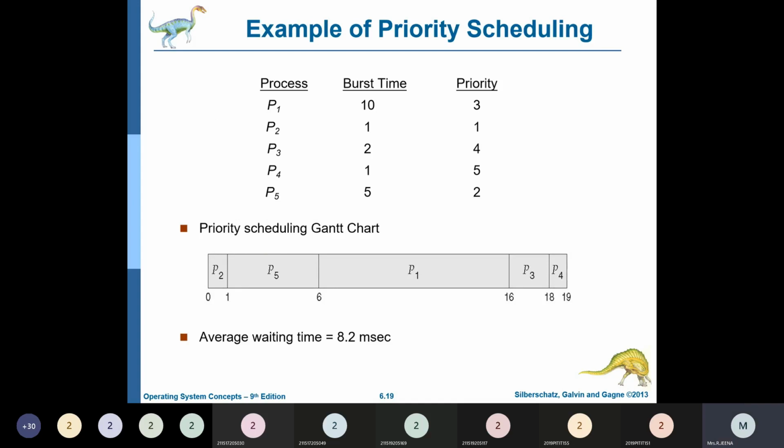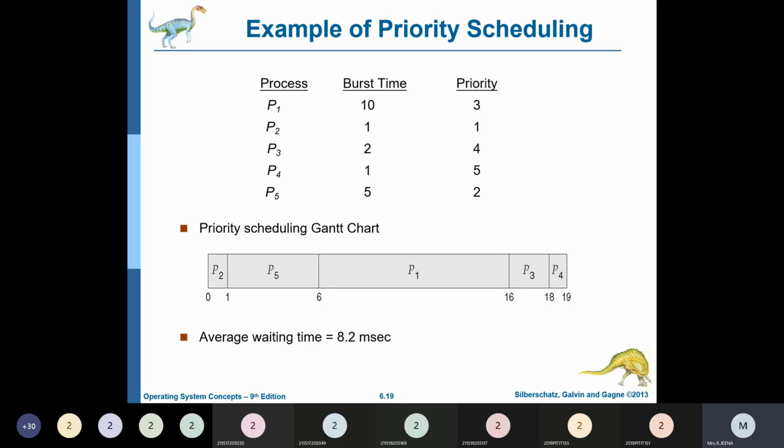In this, the priorities are given as 3, 1, 4, 5, and 2. According to the priority, 1 corresponds to P2. So it arrives first and completes its burst time. And then the next priority, 2, corresponds to P5. So P5 arrives and completes its burst time with 5 units. So it ends at 6 units. Then comes 3, which corresponds to P1.